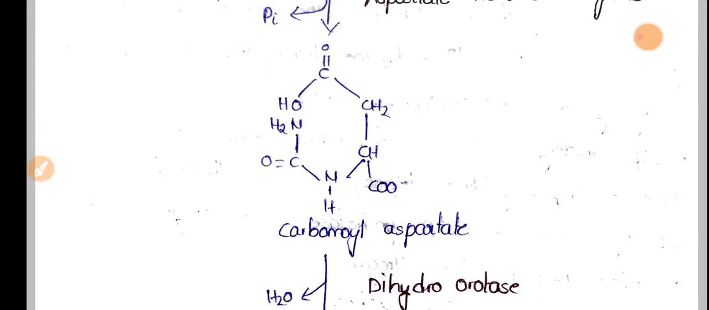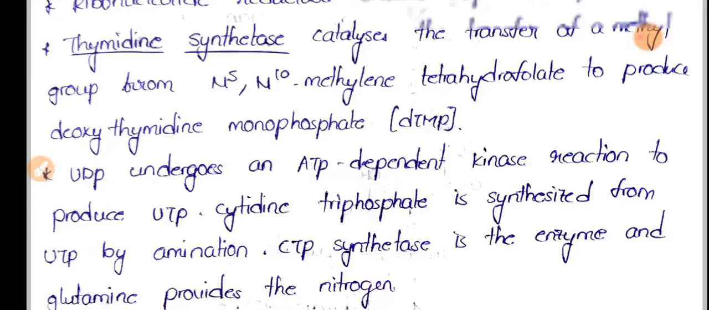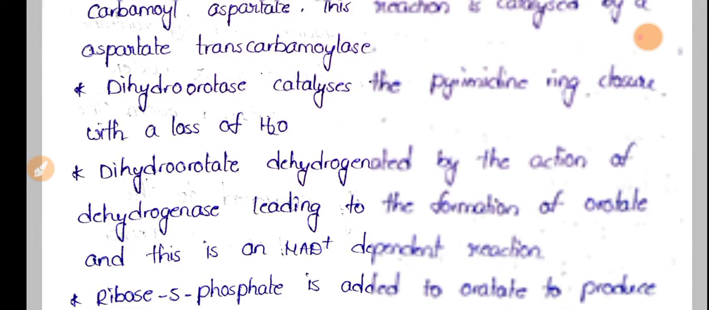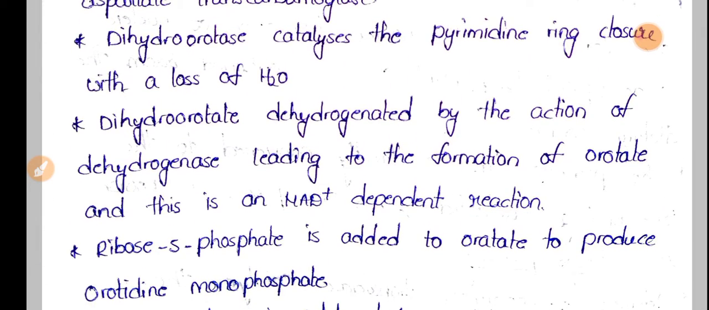So for the closure of the ring, the enzyme catalyzing the reaction is dihydroorotase, and this dihydroorotate undergoes dehydrogenation by the action of a dehydrogenase leading to the formation of orotate, and this is a NAD plus dependent reaction.